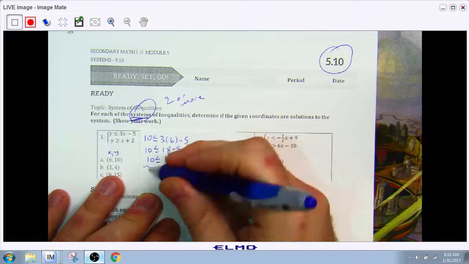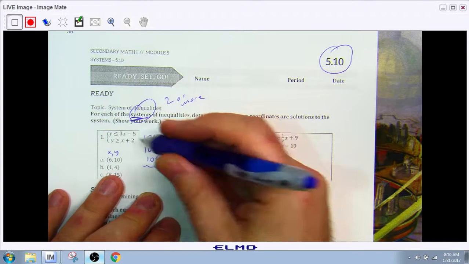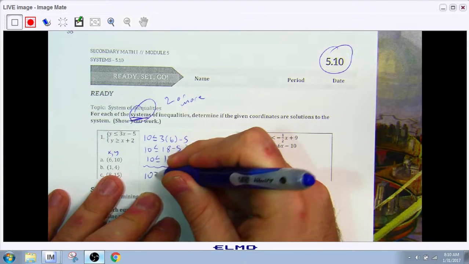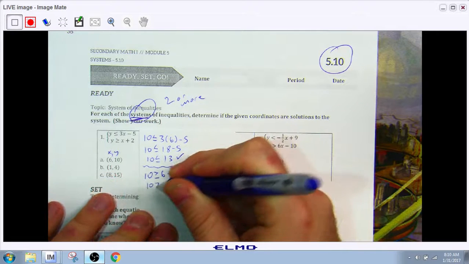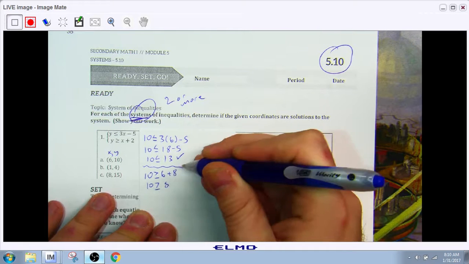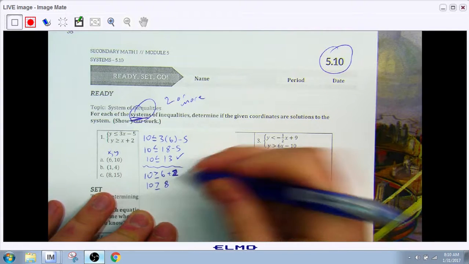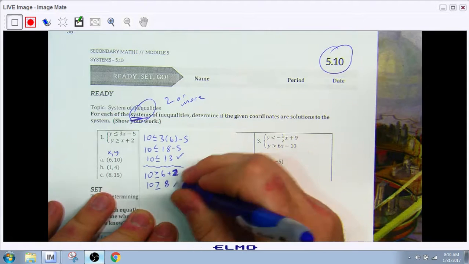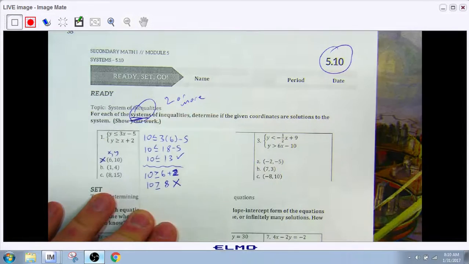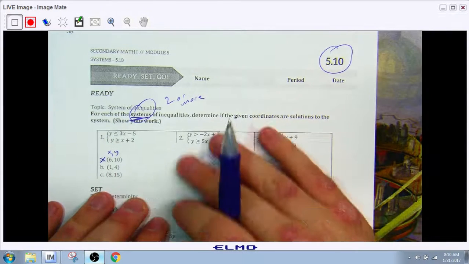Okay, so let's do the next one. The next one is y is greater than or equal to x plus 2. So y is 10. Is 10 greater than or equal to 6 plus 2? My brain was already thinking that's going to be 8. And of course, 10 is not greater than or equal to 8. A does not satisfy our requirements. All right. So we're going to try this again.